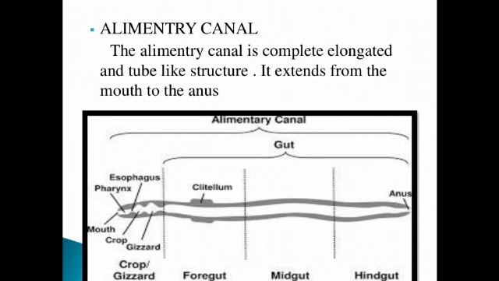Next, we will talk about their alimentary canal. The alimentary canal is complete, an elongated tube-like structure, extending from the mouth to the anus. And there are various regions in their alimentary canal, like the crop and the gizzard. Crop is a part of the alimentary canal where the food of the earthworm or the annelids is stored temporarily. And the gizzard is the portion where their food is ground into smaller pieces.